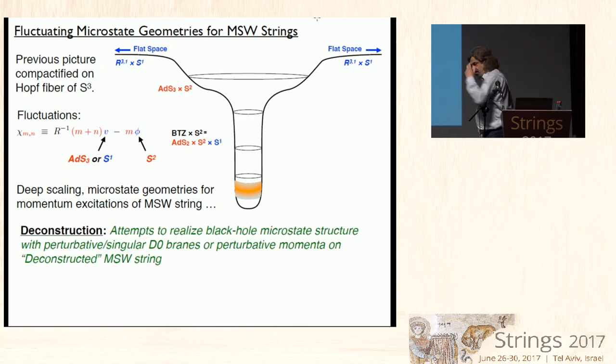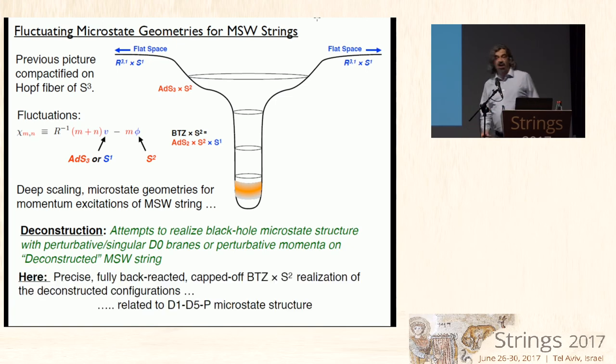But there's another bonus in this story. There was a long effort after the MSW string to do deconstruction and try and implement some kind of procedure of deconstruction by turning on perturbative D0 branes or perturbative momenta in a deconstructed MSW string background. Well, basically, this is the right answer. This is a precise, fully back-reacted, capped-off BTZ cross S2 realization of deconstructed configurations. And it's basically T-dual to a whole bunch of D1, D5, P microstates.